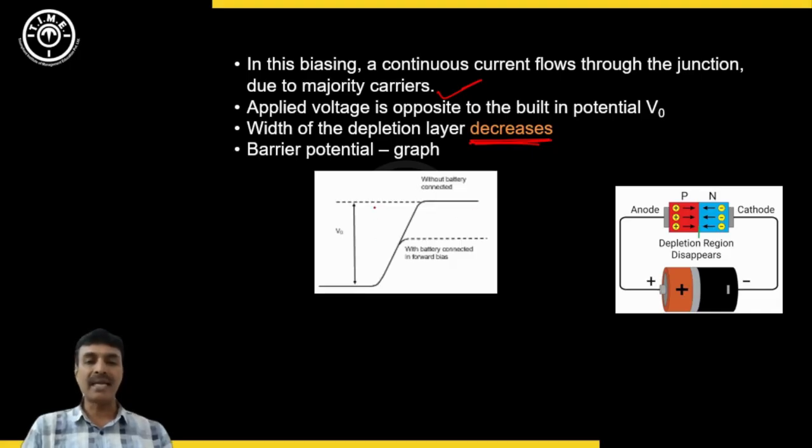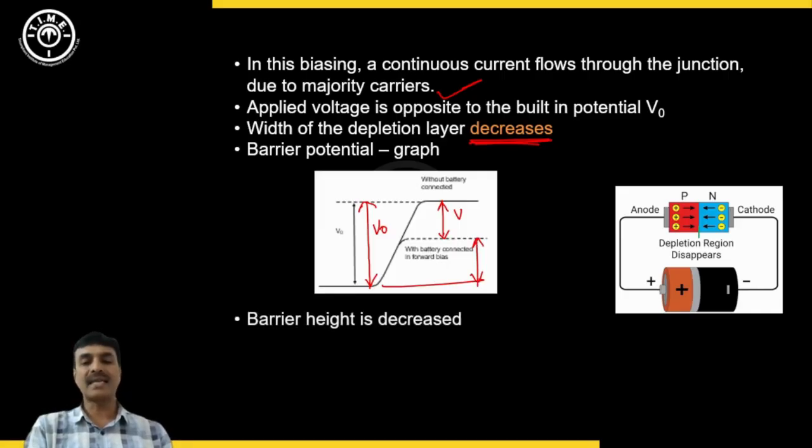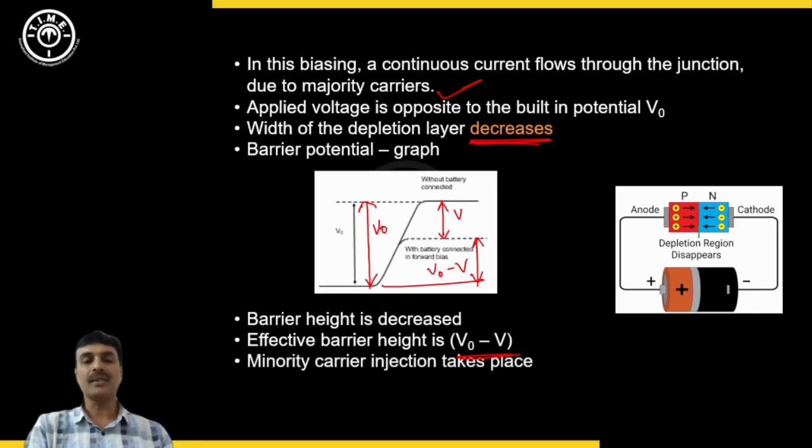The barrier potential graph looks like this. Without the battery connected, this is the potential difference V0. But when the battery is connected, the potential difference decreases by this value V. So the effective height of the barrier potential becomes V0 minus V. Barrier height is clearly decreased, and the effective barrier height becomes V0 minus V. That is the effective height of the barrier. Now, majority carriers conduct the current in this case. Minority carrier injection takes place in forward bias mode.